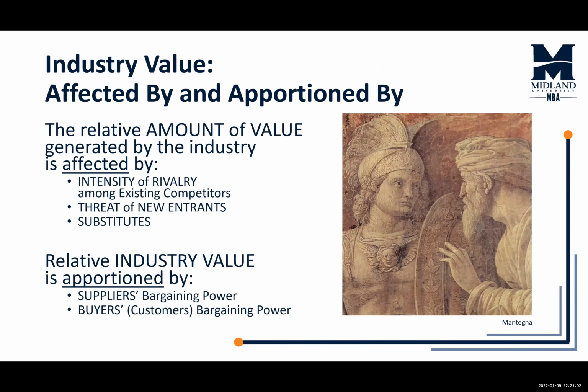So when we look at industry value, we see that industry value is affected by what? The intensity of the rivalry among existing companies or competitors, the threat of the new entrants, and the substitutes. That is what is affecting how much value is actually in that industry. But now that you have the value that's there, you have to determine who is going to receive that value. Is that value going to be received by the suppliers, or is that value going to be received by the buyers?